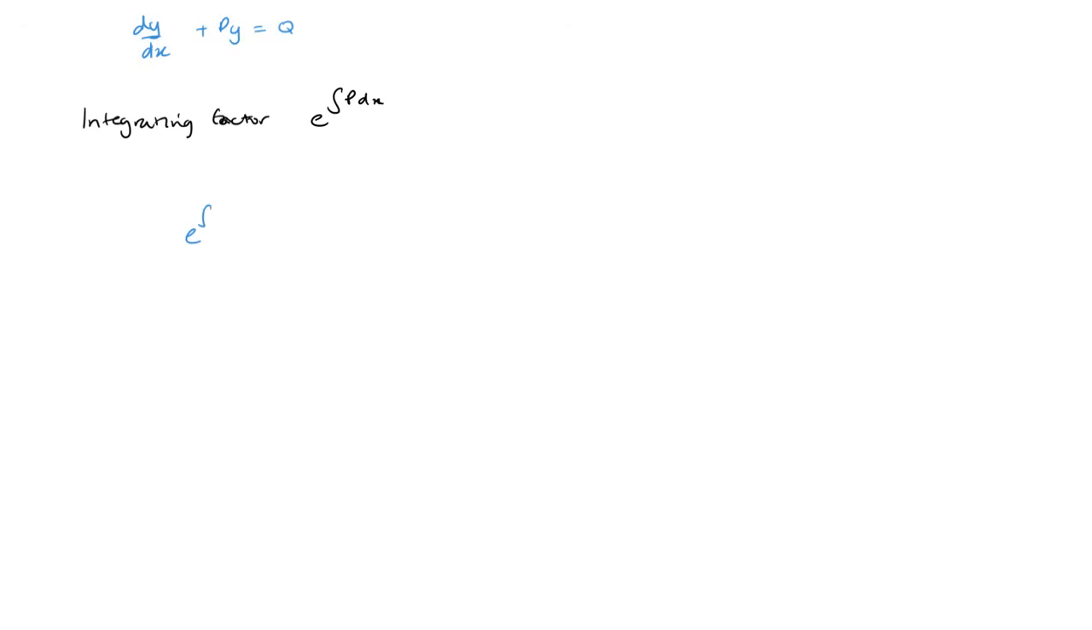So e to the integral of P dx times y equals the integral of e to the integral of P dx, the integrating factor, times Q dx, plus c. Okay, but we won't worry about this bit. This bit is just the form that you'll see will come out every single time. So we'll change into this form if it's not already in this form, find the integrating factor, multiply by it, and then we'll find the general solution to the differential equation. So let's have a look at how that works now.